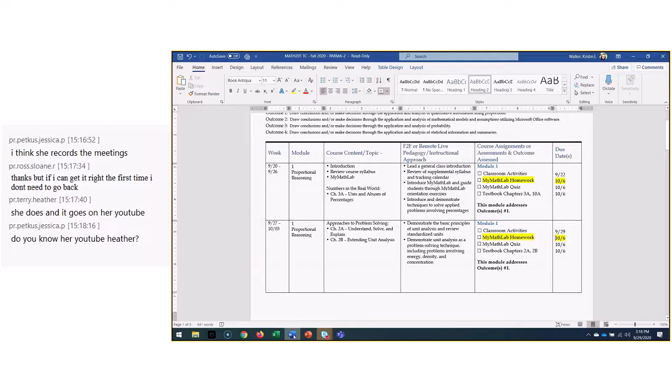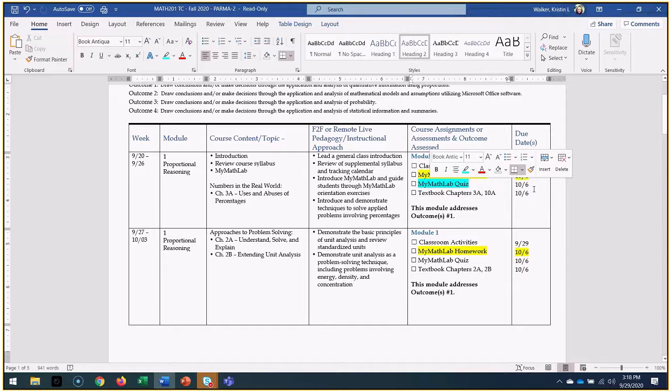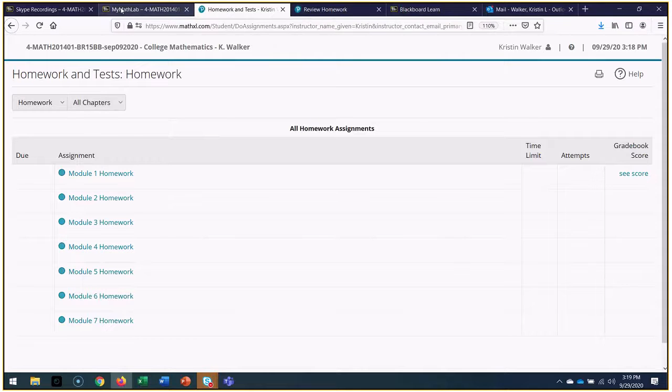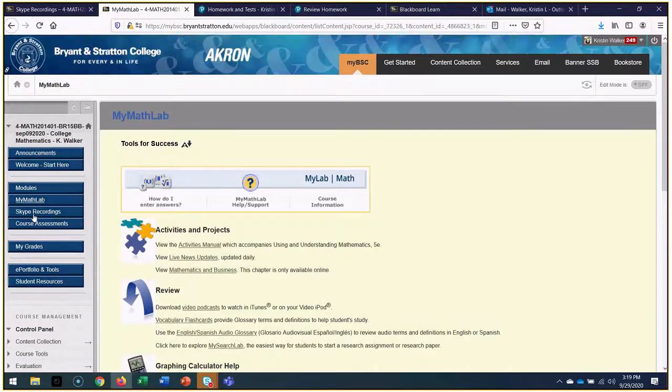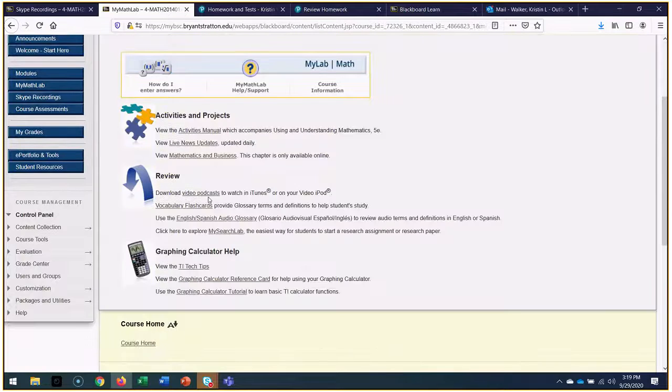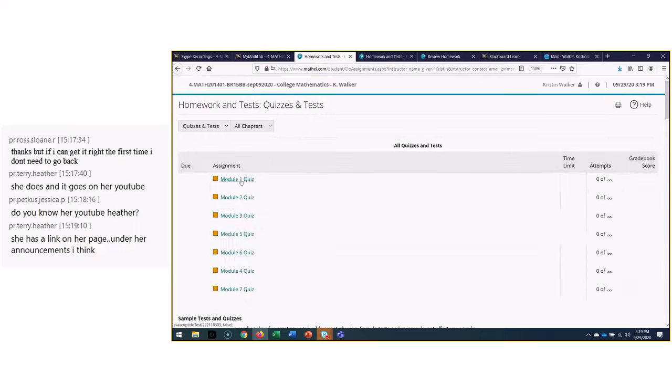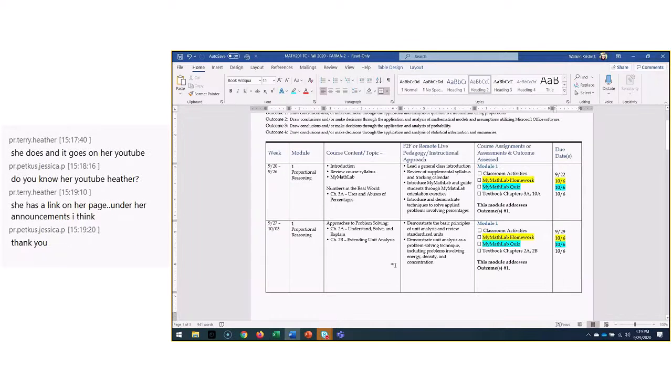Okay, now going back, you also have a quiz that you need to take. My Math Lab quiz is due next week. It is the same quiz from last week as this week. You have to complete the quiz. Okay, to get to it, you will go back to Blackboard, click on My Math Lab, and instead of going to the homework, go to the quizzes and tests. Here's the quiz that you have to take. It's only a couple questions long. It shouldn't take you too long.